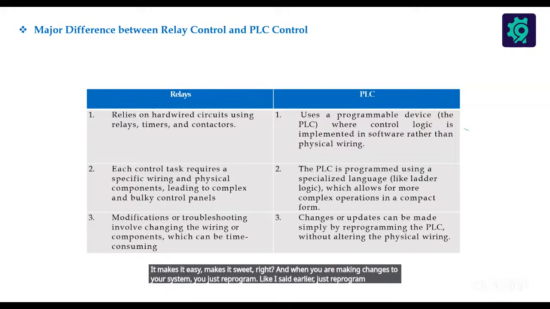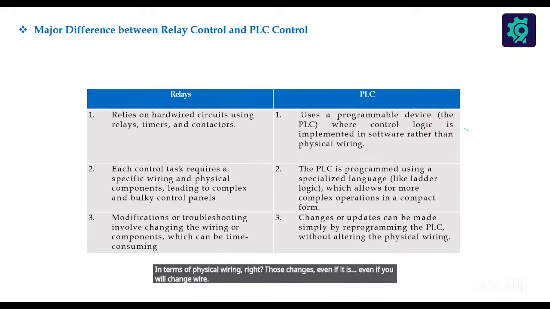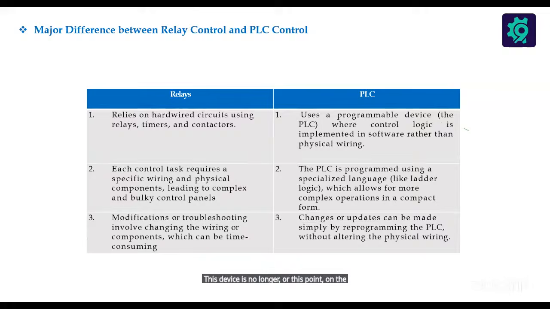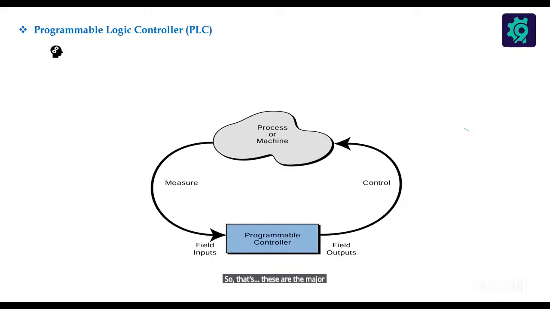You are not doing anything serious, anything big in terms of physical wiring, right? Even if you will change wire, maybe you are just replacing terminals. Okay, this terminal is bad. You remove from this terminal and change it to another terminal. And when you do that, the next thing you just do is go to your program. Okay, I've changed this address here. This device is no longer on this point on the PLC terminal. It's here. So you just change it there and download, and you are good to go. Your plant is back up, right? You are operating again. So those are the major differences between them.